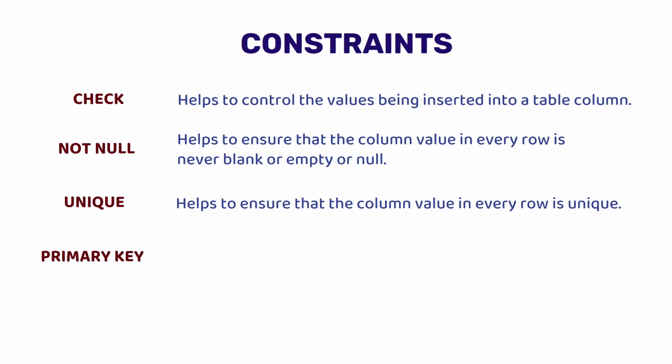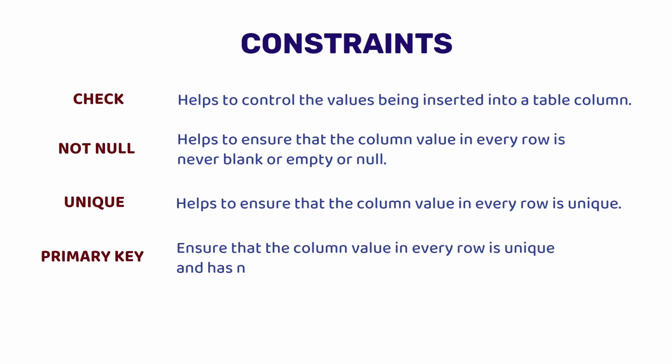Primary key constraint. Primary key constraint is basically a combination of unique as well as not null constraint. It will ensure that all the values in your column are unique and there are no null values. A table can only have one primary key constraint. Primary key constraint can either be applied to a single column or a combination of multiple columns in a table.